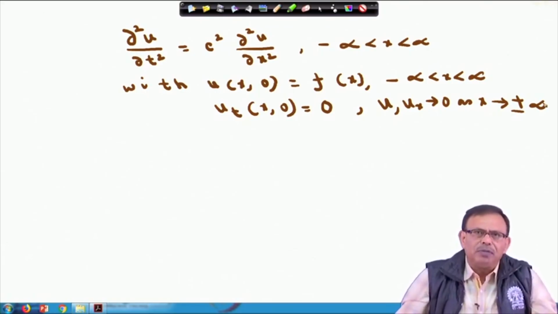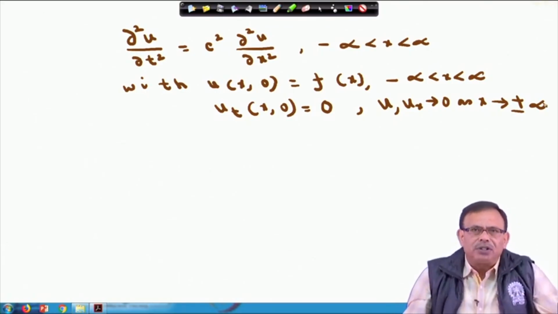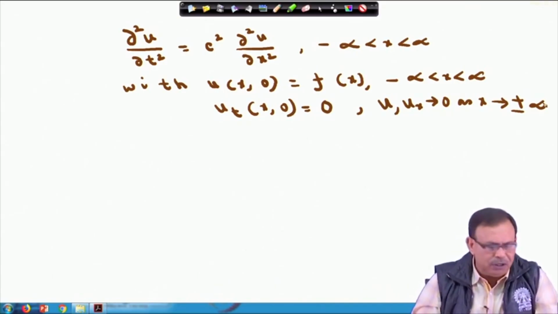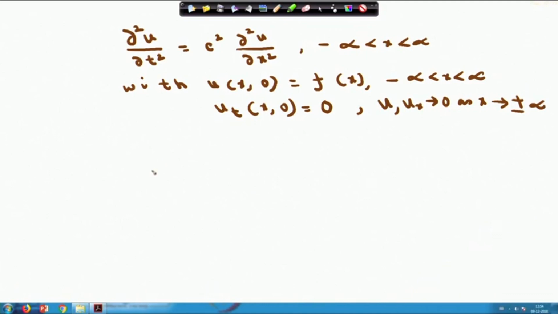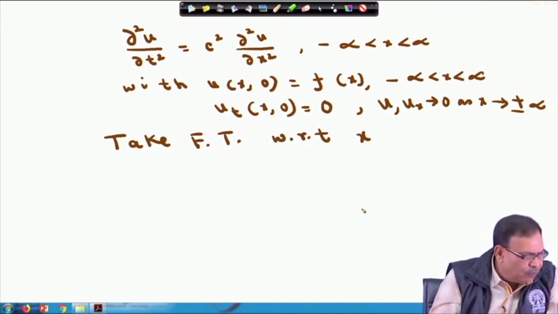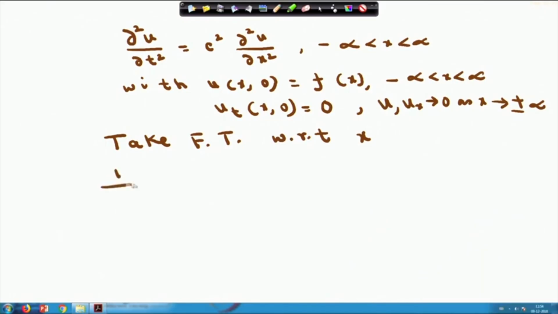The first part will be similar, since it is told that x varies from minus infinity to infinity. So, we can take the Fourier transform with respect to x only, because about t nothing has been told over here. So, we are taking the Fourier transform with respect to x. Now, the form will be similar, so I will skip certain parts. Its solution process is a little difficult.